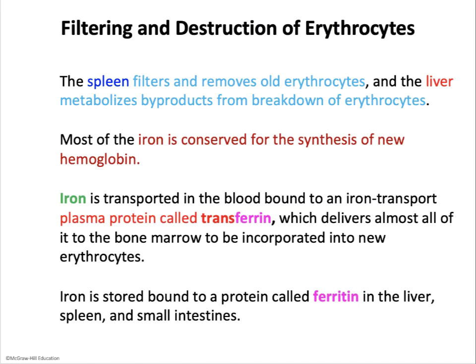The two major organs which take care of red blood cells, other than the bone, are the spleen and liver. As we mentioned a few minutes ago, the spleen removes old red blood cells, and it has a filtering effect where mature, healthy red blood cells are able to proceed on their circulatory journey. The liver metabolizes the byproducts from the breakdown of these red blood cells.